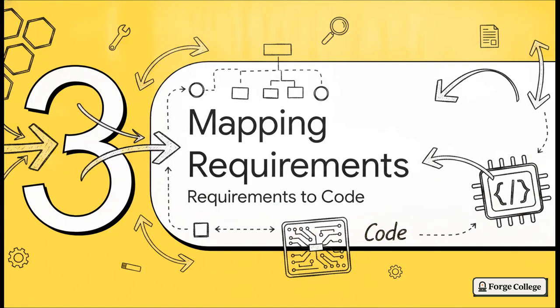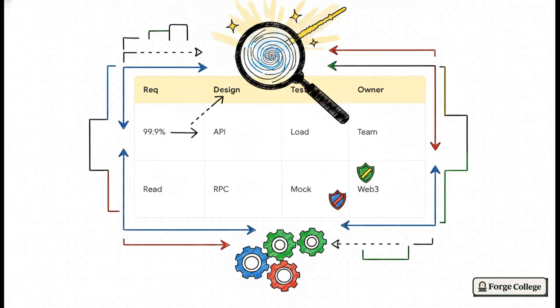Okay, Section 3, Mapping Requirements to Code. We have to make sure nothing got lost in the shuffle. The traceability matrix. This thing is practically a magic spreadsheet. It acts as the ultimate quality assurance checklist. Notice how the columns flow logically. Requirement, design element, test case, and owner.